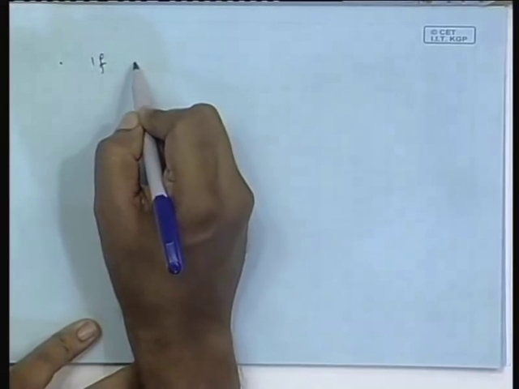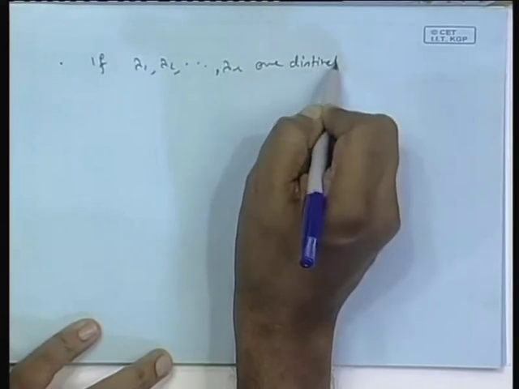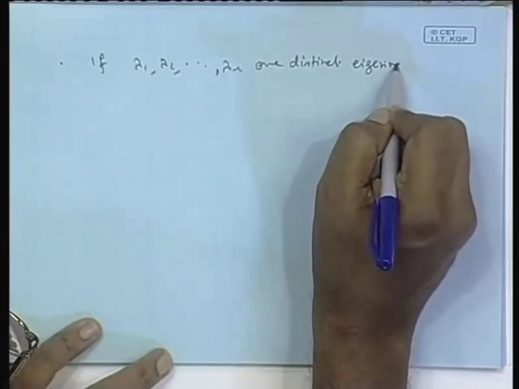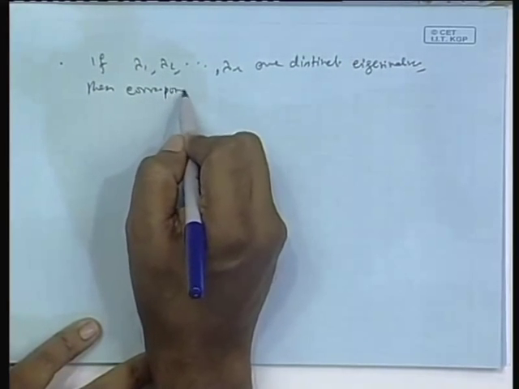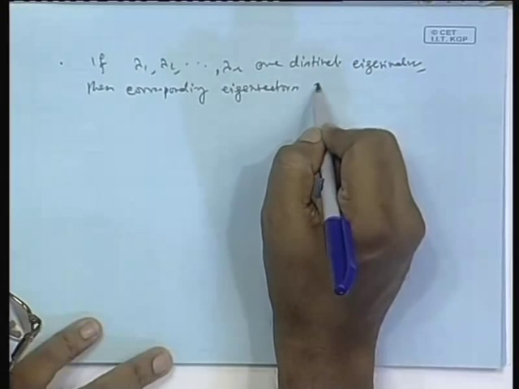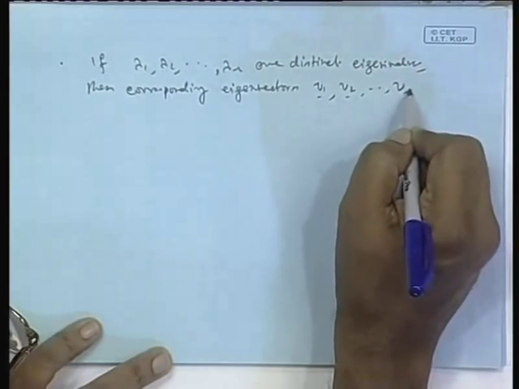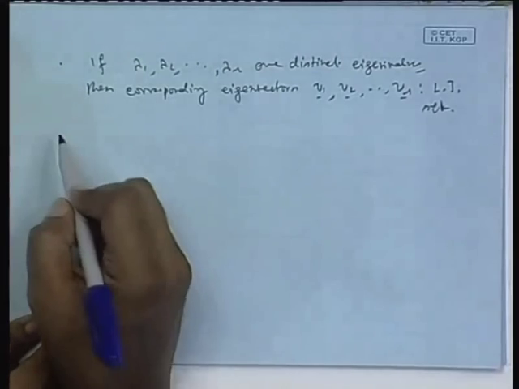Now, we will show that if you have several distinct eigenvalues lambda 1, lambda 2, up to lambda r, the corresponding eigenvectors are linearly independent. That is, we want to show that if lambda 1, lambda 2, ..., lambda r are distinct eigenvalues, then the corresponding eigenvectors v1, v2, ..., vr form a linearly independent set. We have to prove it. Now, before we prove it, some properties.